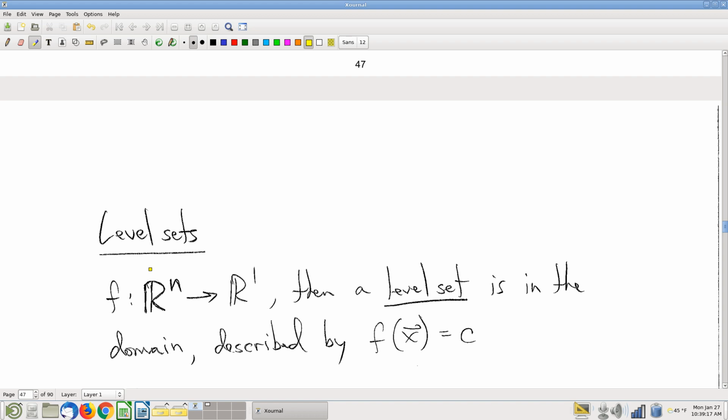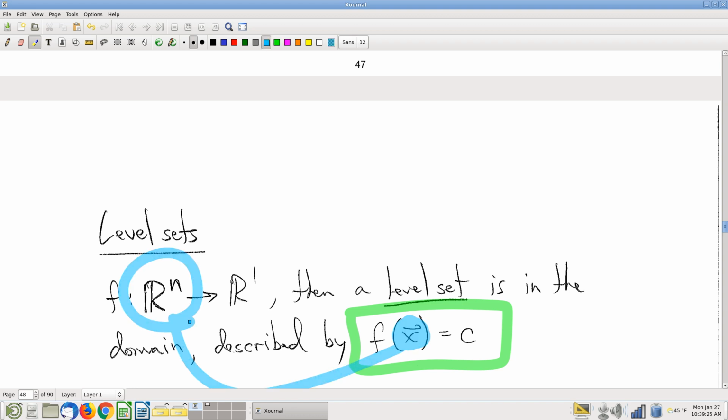Okay. Notice, let's count variables. How many variables do we see in this equation here? Well, all the variables are right there. There are variables in the domain. This is an equation in the domain. Therefore, the level set lives in the domain. Kind of natural, right? Graphs don't have that feature. Graphs live in a weirdo world that we just made up for its own purpose. Level sets live in the domain.